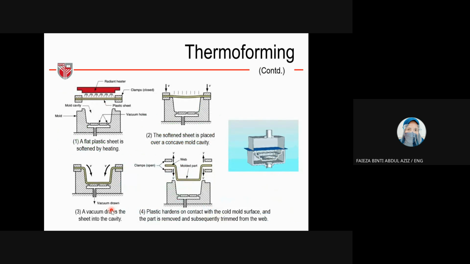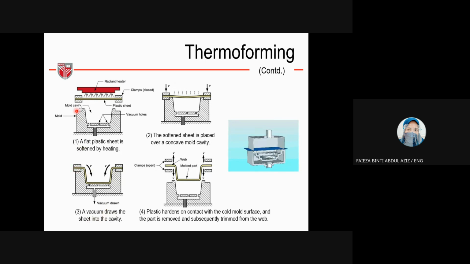Here you can see the detailed process. Number one here, this is the plastic sheet. Okay, and then we apply temperature here. So this is the mold cavity, and these are the vacuum holes. Okay, so the flat plastic sheet is softened by heating, and then the softened sheet is placed over a concave mold cavity here. Okay, then number three, a vacuum draws. So here we apply vacuum, which draws the sheet into the cavity.